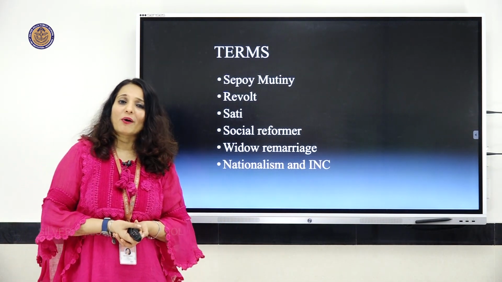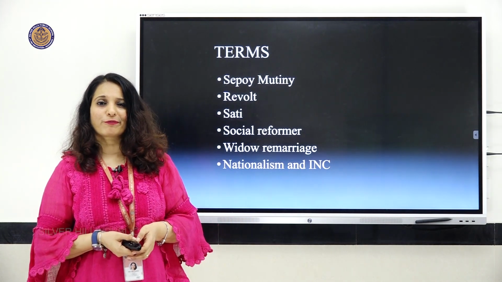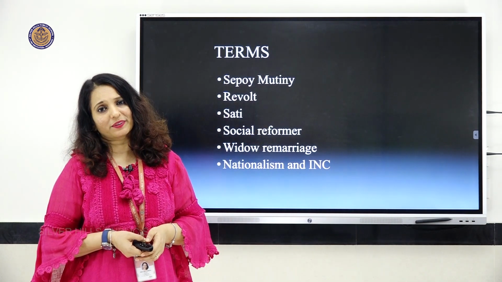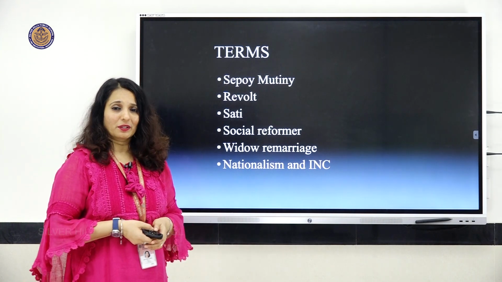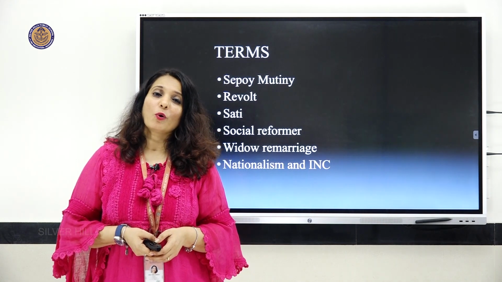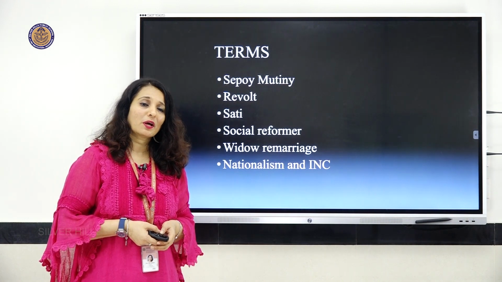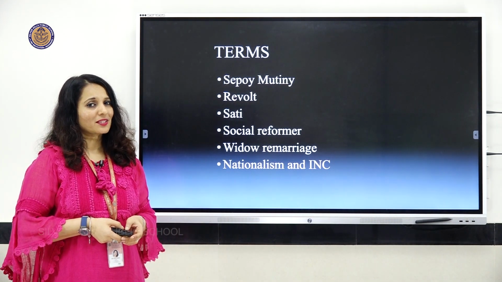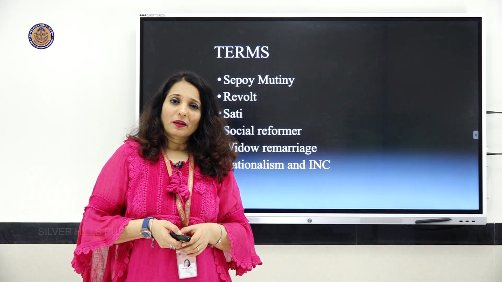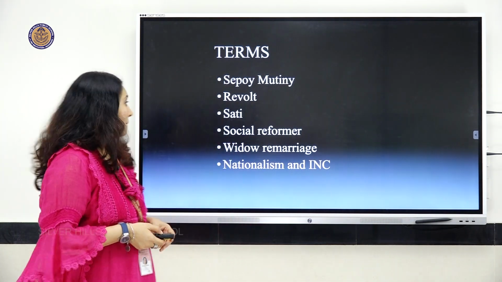Now, before we get into the chapter, I want to brief you on these terms we will be coming across. First is sepoy mutiny. Now, who are sepoys, children? Sepoys are the soldiers who worked for the British, the Indian soldiers who worked for the British. Revolt. Revolt means rebellion. Sati is the wife being burnt on the funeral pyre of the husband.